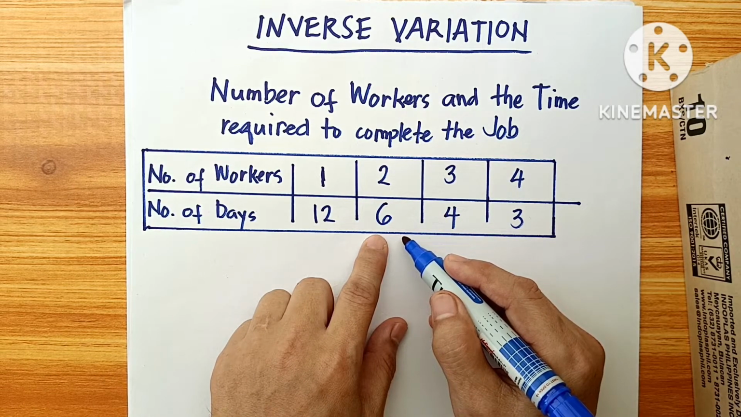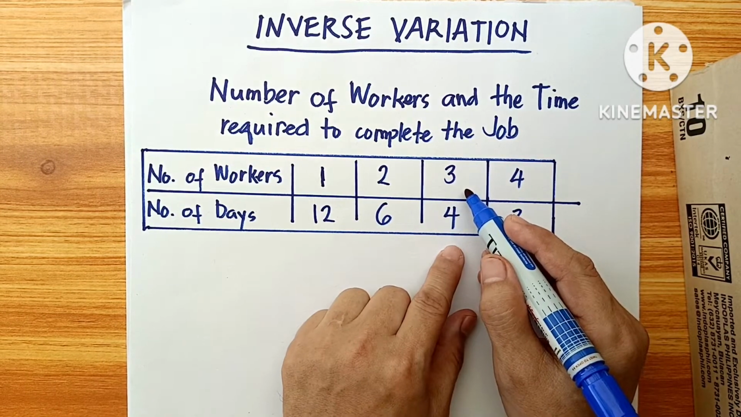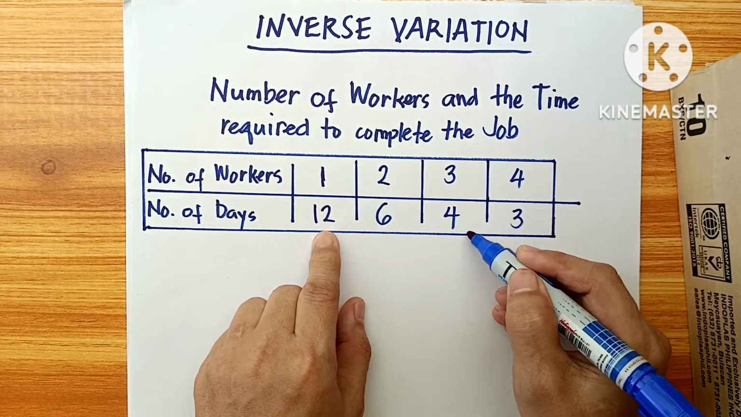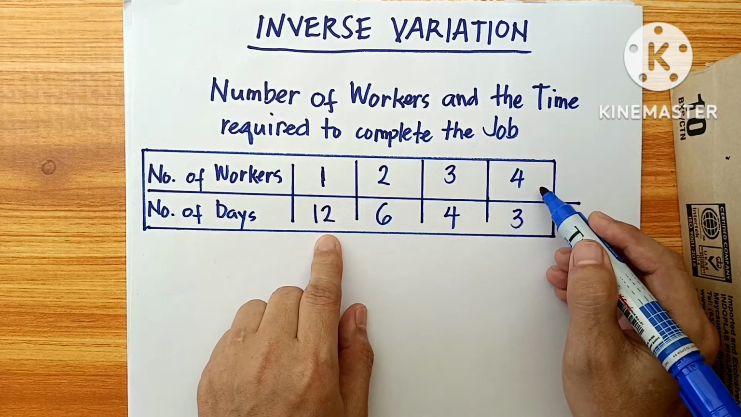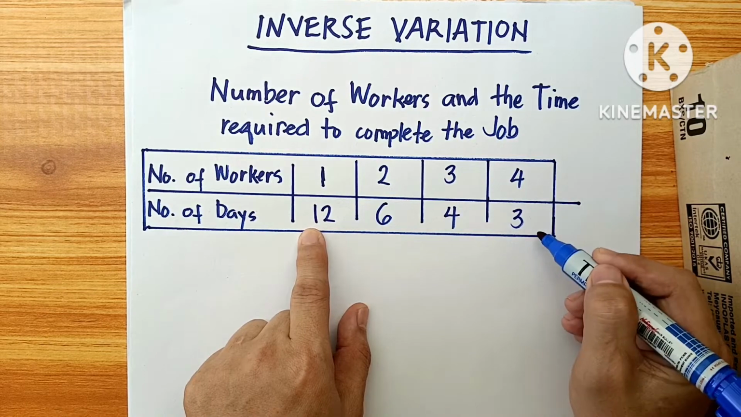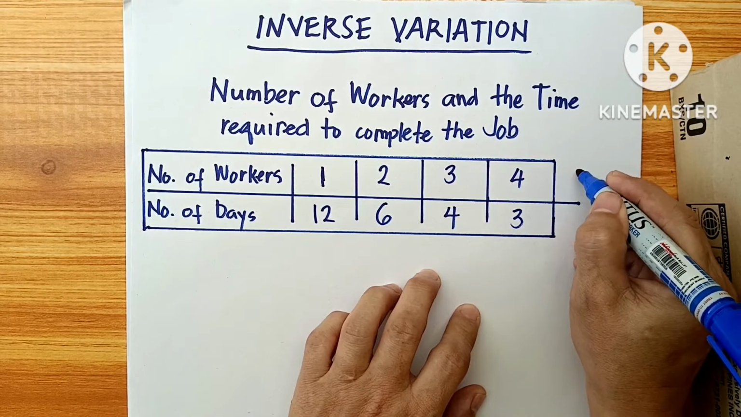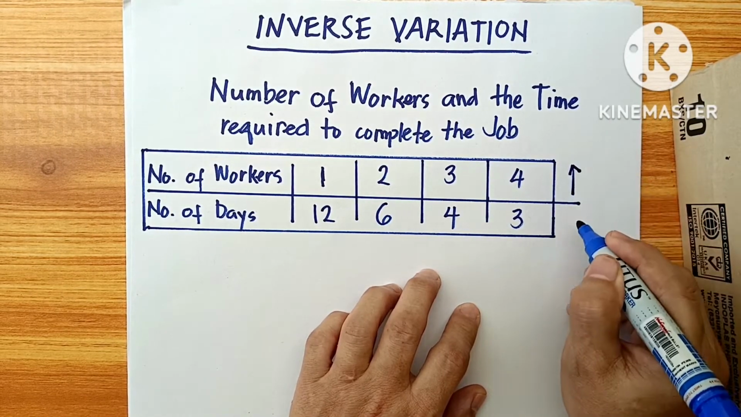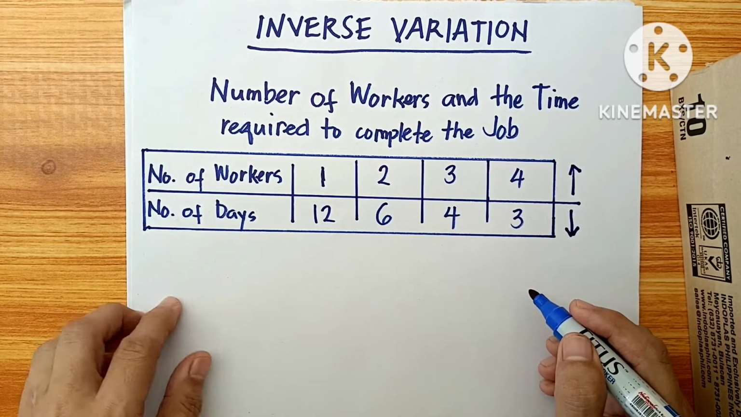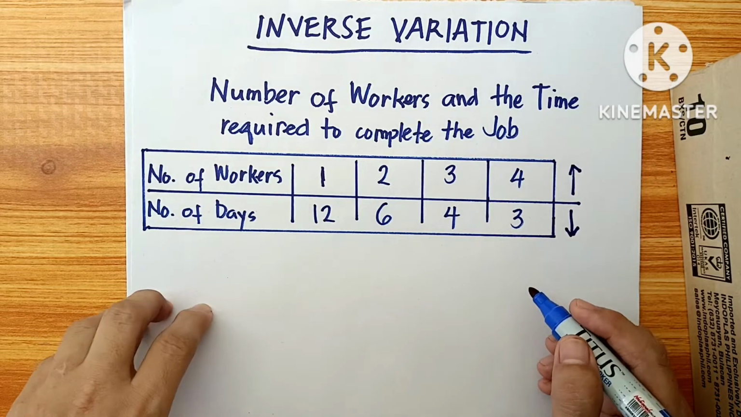Now, if the number of workers is tripled, say 3, the number of days will be reduced by 1/3 of the original, so it's just 4 days. And finally, if the number of workers is 4, the number of days will be reduced to 1/4 of the original, which is 3. So that's how the inverse variation works. As one quantity increases, the other quantity decreases. So what is the formula, or what is the equation that involves inverse variation?